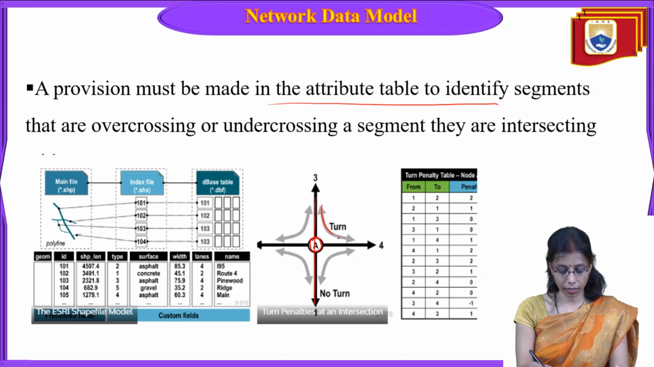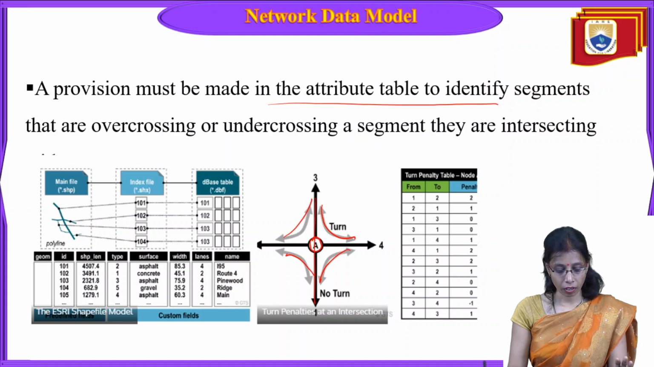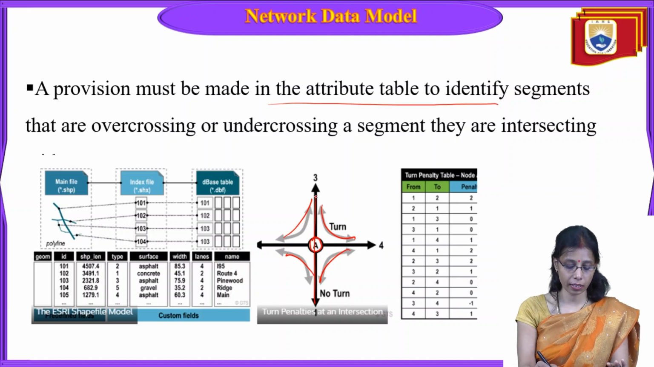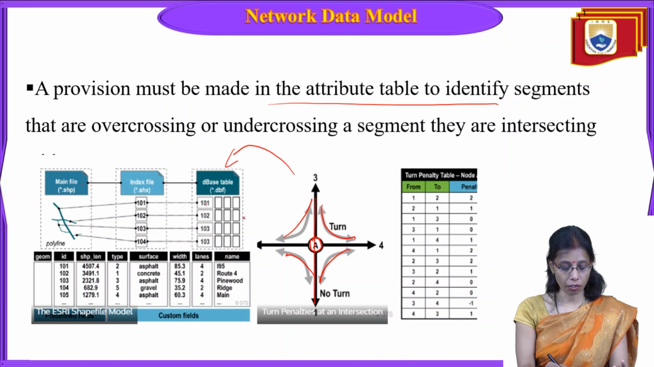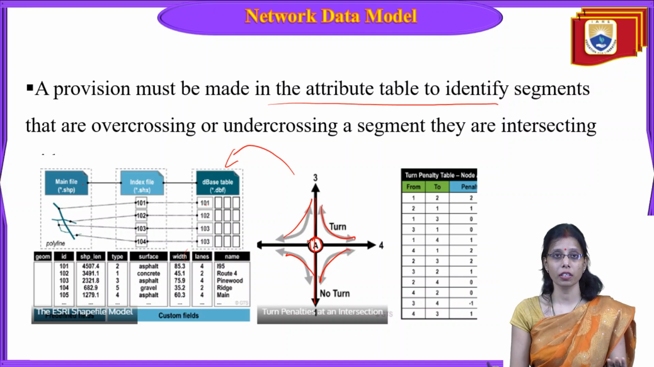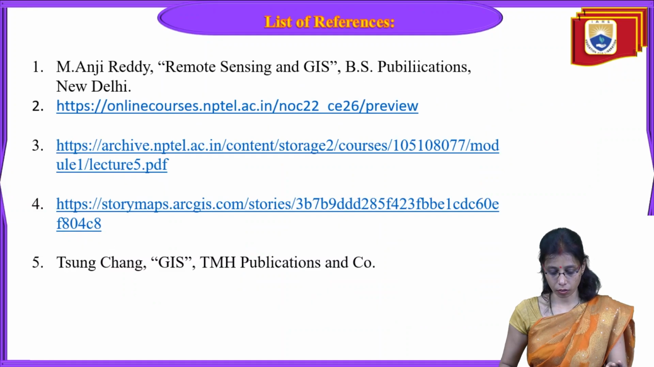And it will show you where the turn is. Here is a turn, here is a turn, and it will even show you the different overcrossings and undercrossings wherever they come, and these will all be saved in the dbase table. So this is the dbase table, index table, and main shapefile. Once you create a shapefile, all this information will be saved in this kind of data. This information will be helpful for navigation later and for further analysis. So the intersection of points and overcrossing and undercrossing will also be shown.